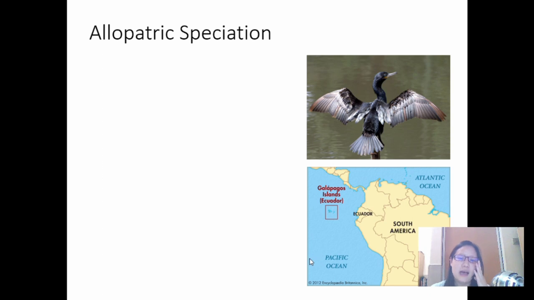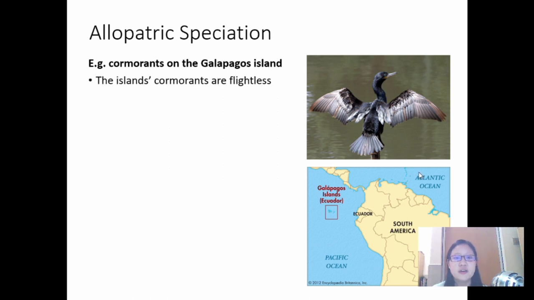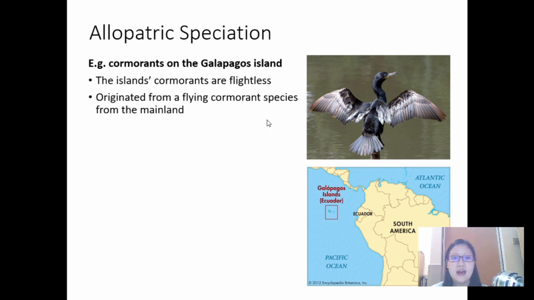So let's look at an example and apply our knowledge. Let's talk about cormorants on the Galapagos Islands. At this point, you should already know that Darwin did a lot of his work on the Galapagos Islands. Well, actually, he did work all over the world, but his work on the Galapagos Islands is the most famous. Anyways, these are cormorants. It is a type of bird. He observed that the island's cormorants are flightless, but the cormorant species on the mainland can fly. So it originated from the mainland, but it cannot fly anymore.